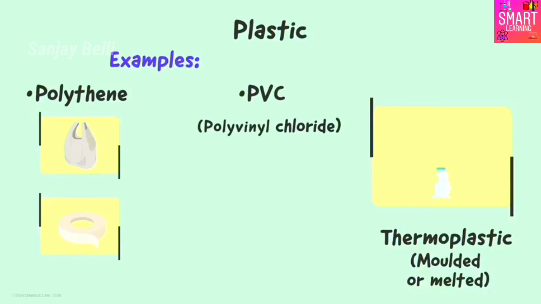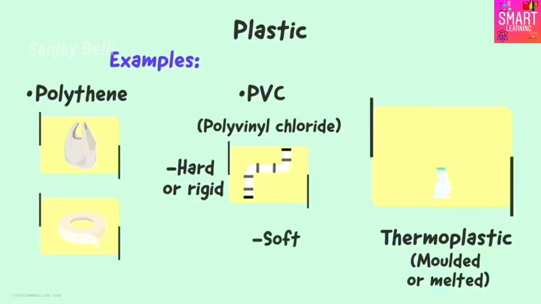PVC comes in two distinct forms. The first one is hard or rigid PVC that is used in making strong structures like construction pipes. In contrast, the other type is soft PVC, which is used for making containers and bottles used daily by us. These were a few examples explaining how types of plastics are used.